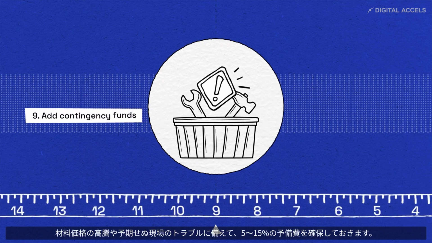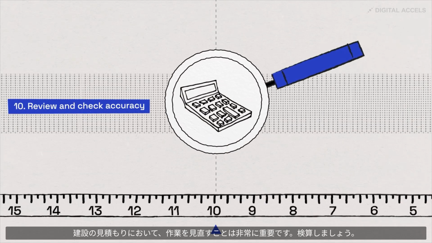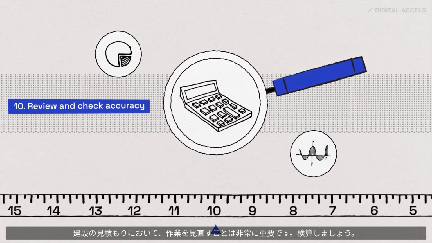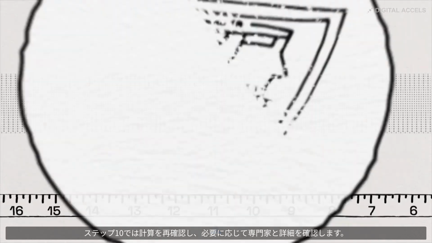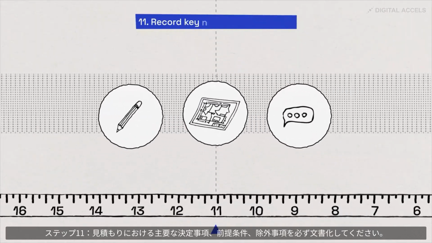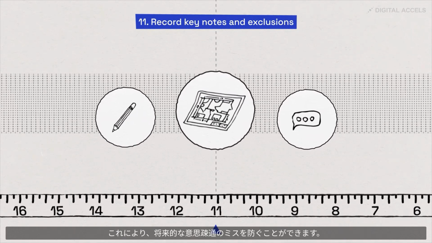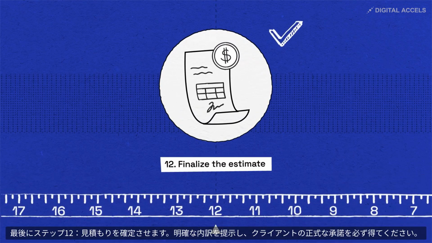Set aside 5 to 15% for surprises, like material price jumps or unexpected site problems. In construction estimating, it's super important to review your work. You know what they say, measure twice. So number 10 is to double check the math and confirm details with specialists if needed. 11. Be sure to document key decisions, assumptions, and exclusions in the estimate. Doing this helps avoid miscommunication down the road. Finally, step 12, where you finalize the estimate. Present a clear breakdown and be sure to get a formal sign-off on the estimate from the client.